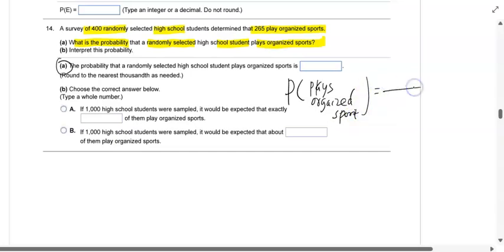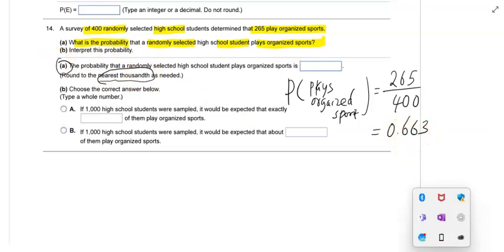And to find that, you have to find how many people are in the survey. 400 out of 400, 265 play organized sports. If you divide 265 by 400, you'll get 0.663. Notice that it says rounded to the nearest thousandth, which means 3 decimals. The answer is going to be 0.663.